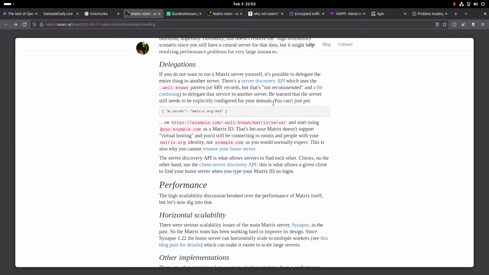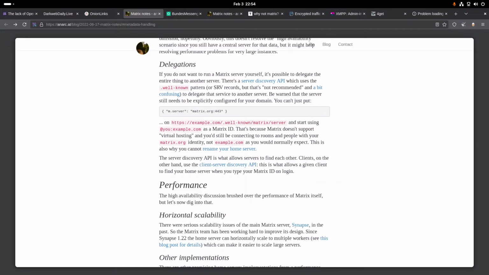If you do not want to run a Matrix server yourself, it is possible to delegate the entire thing to another server. This is the Server Discovery API, which uses the well-known pattern or SRV records. That's not recommended and is a bit confusing to delegate that service to another service. Be warned that the server still needs to be explicitly configured for your domain. You can just put your domain and start using it as a Matrix ID. That's because Matrix doesn't support virtual hosting, and you still need to be connected to the rooms with people with your Matrix ID, not example.com, as you would normally expect.